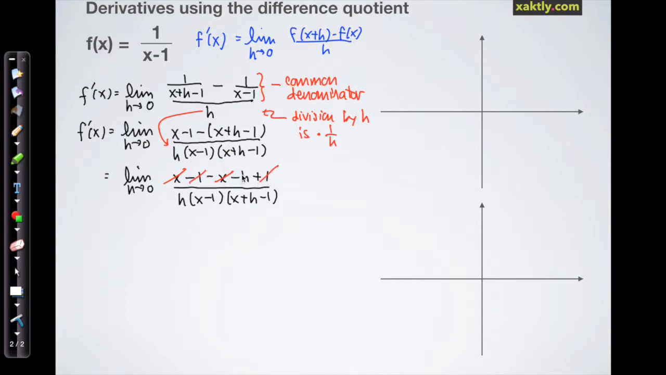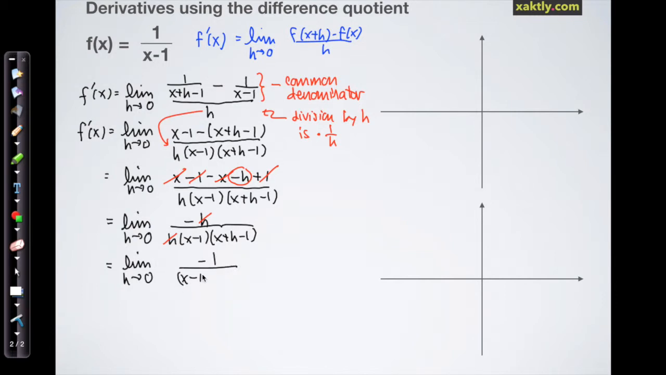The x's cancel on the top and the 1's cancel, leaving me this minus h. So I'll rewrite that limit as h goes to 0 of just minus h over this same denominator. And I can see ahead of time that those h's are now going to cancel because that h is just multiplied on the bottom. So those guys go away. And I'm left with a limit that I think I can evaluate. It's going to be minus 1 over quantity x minus 1 times quantity x plus h minus 1. And when that h goes to 0, I'm just going to be left with x minus 1 quantity squared on the bottom. And so that's my derivative.